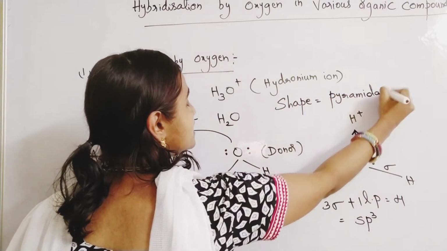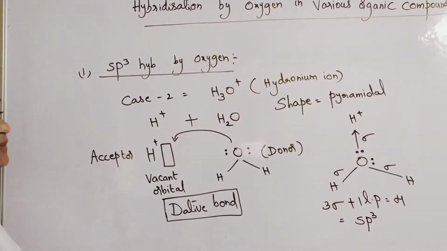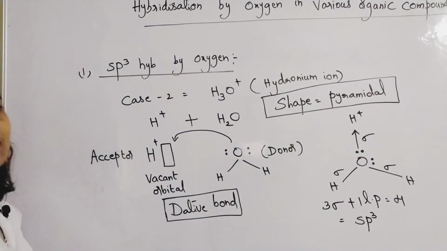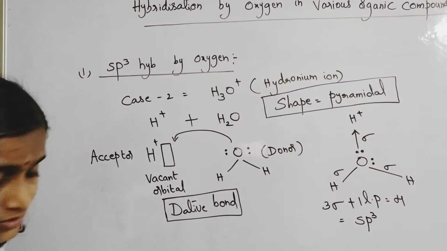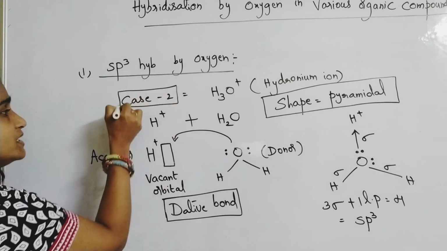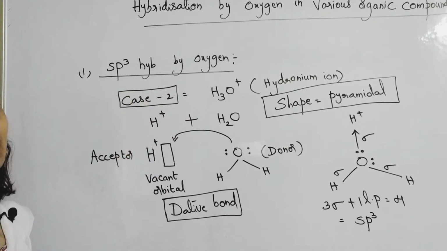Okay now, 3 sigma bonds and 1 lone pair. So the shape of H3O+ ion is observed to be what? Pyramidal shape. Okay, so this is case 2, in which oxygen is exhibiting what? sp3 hybridization. Okay, so please note down this one.